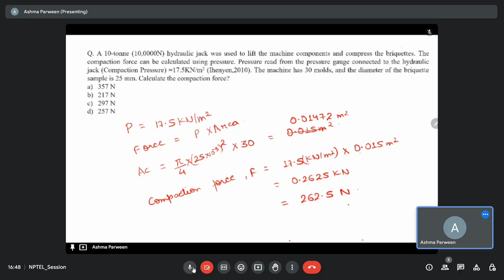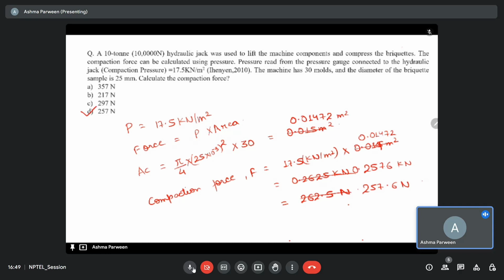So now it's coming out to be 257.6 Newton. So D is the correct answer. So in this question, compaction pressure was given and we have to find out the contact area, which will be the cross-sectional area of each mold into the number of molds, and if we multiply this contact area by the compaction pressure, we will get the compaction force.